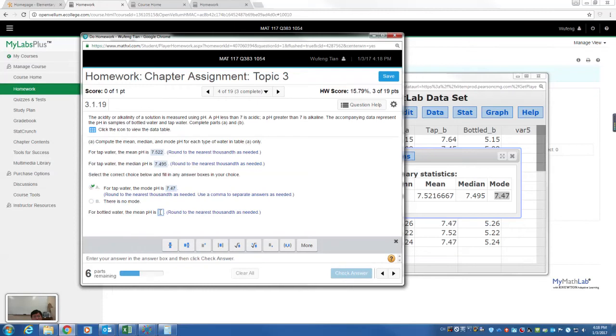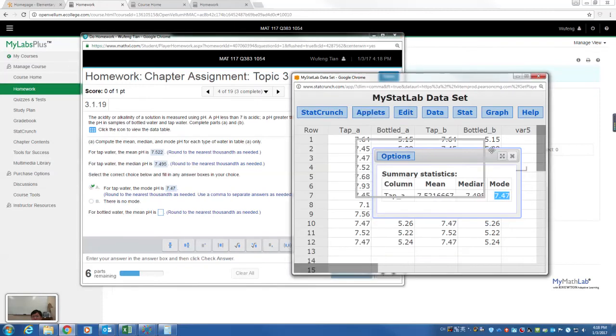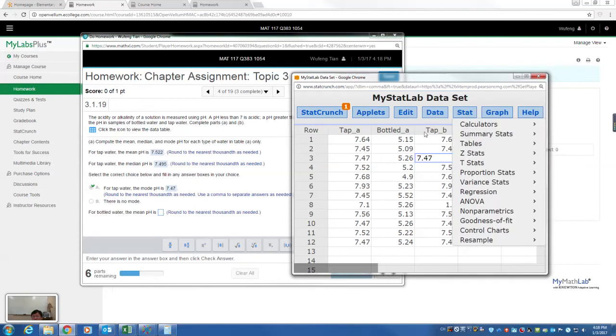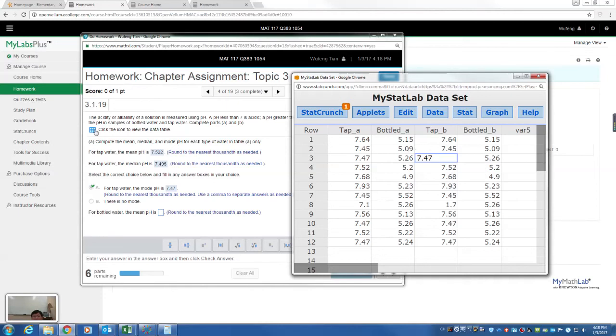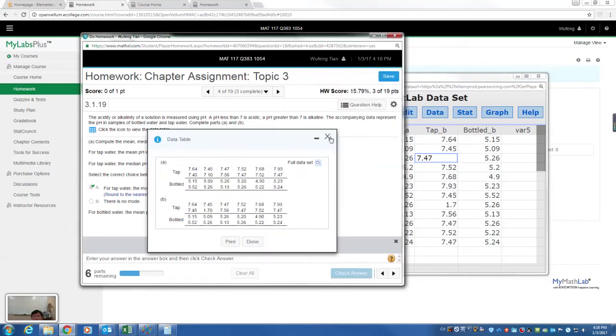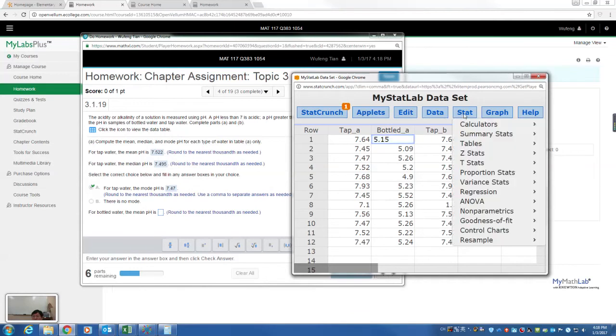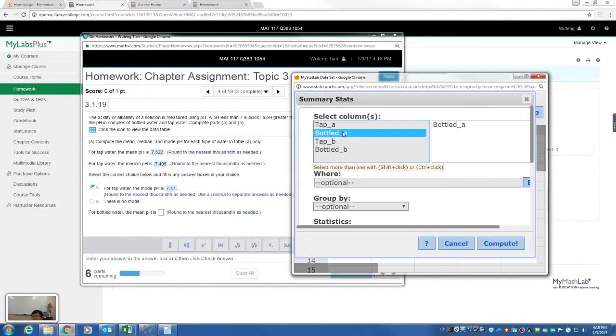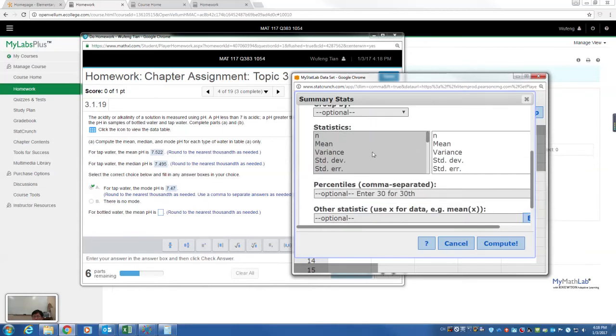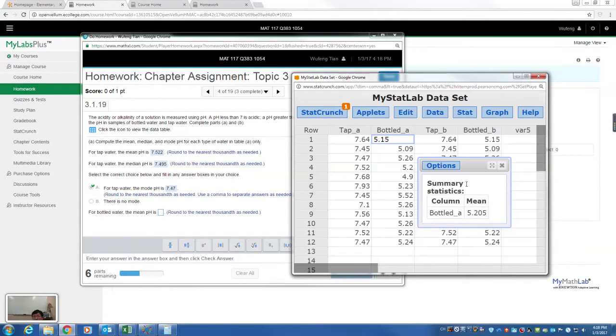Next, for the bottled water, the mean of the pH. I have to do it once again for the bottled water. This is still table A, so I just choose the bottled water column. Summary Stats, Columns, choose the water, and it only asks for the mean value, so I just do the mean. Compute, 5.25.